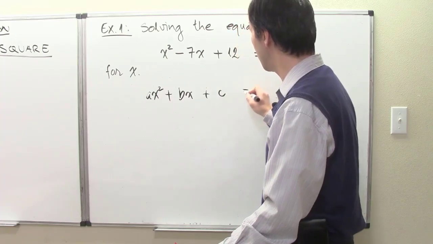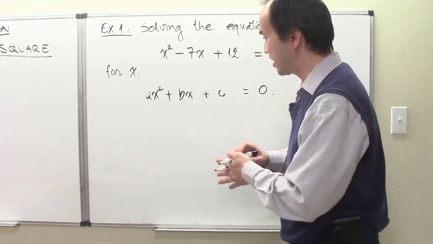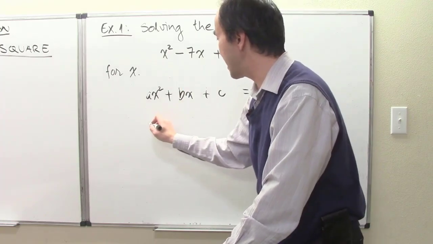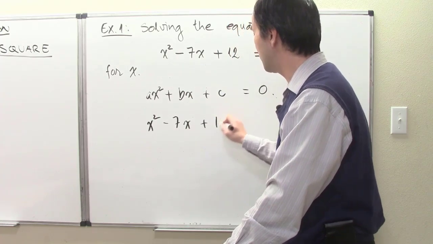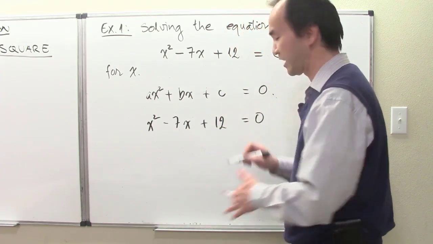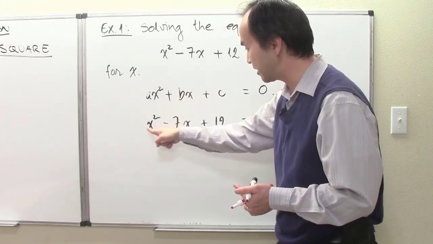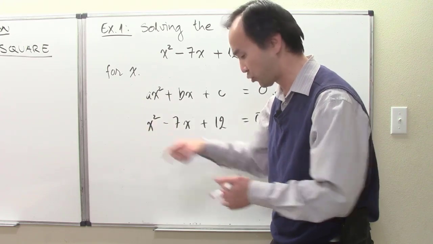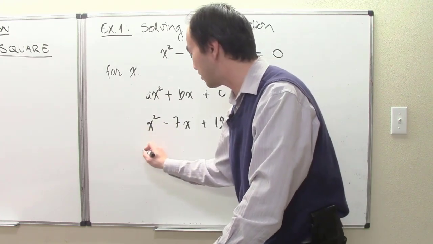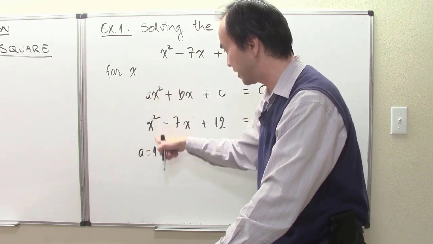Standard form in this case is ax squared plus bx plus c equals 0. And our equation here is x squared minus 7x plus 12 equals 0. I said it was already in standard form simply because of the coefficients. Our coefficient with the x squared here is 1, so I can easily note that down. So a is 1.